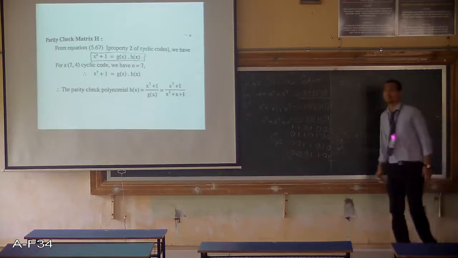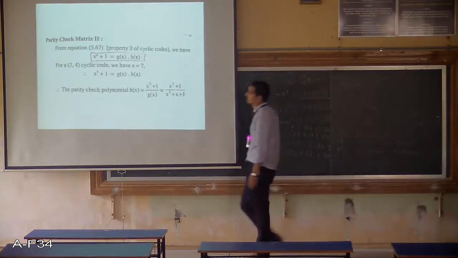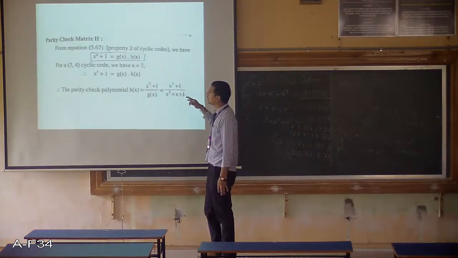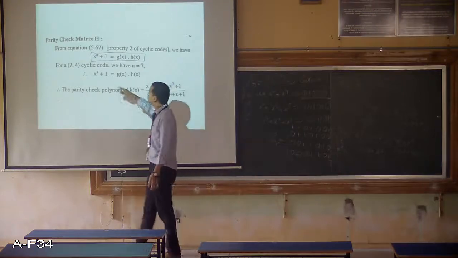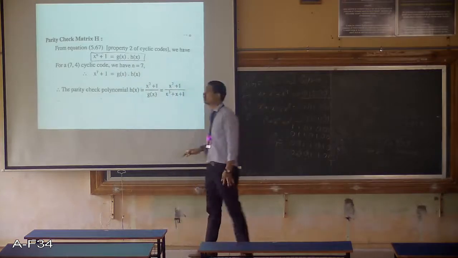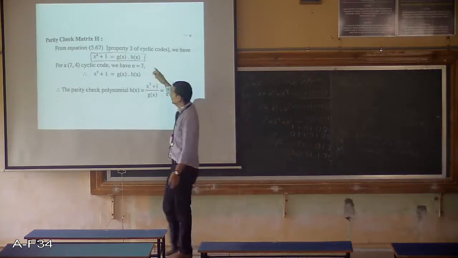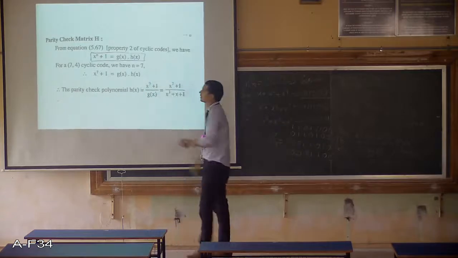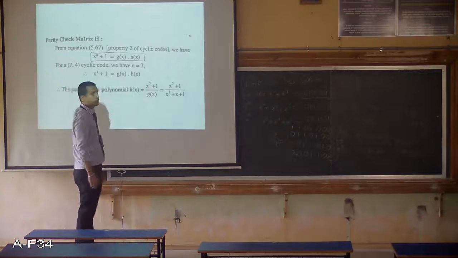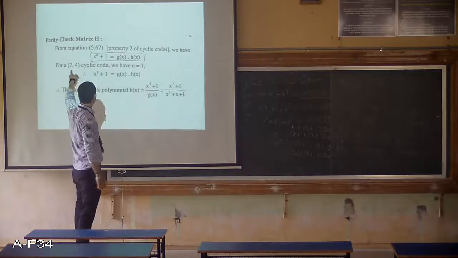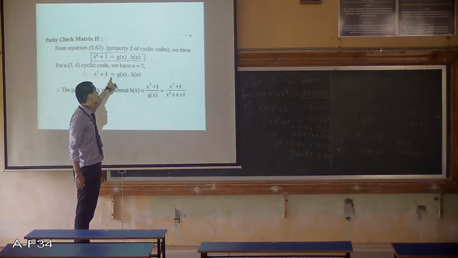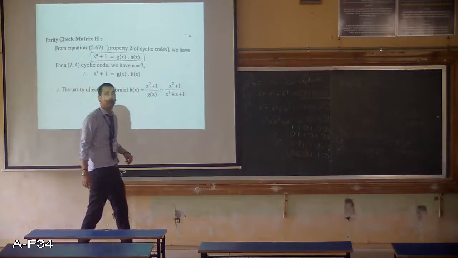Now, with respect to the generation of parity check matrix H, the very important formula in order to calculate the parity check matrix is x power n plus 1 is equal to g of x into h of x. I have to calculate now h of x. How will I calculate h of x? With respect to the example, we have considered 7, 4 cyclic code. Hence, substitute n by 7. I have x power 7 plus 1 is equal to g of x into h of x.